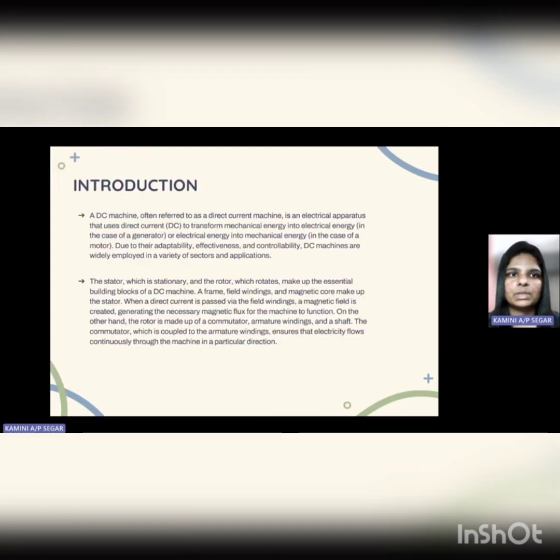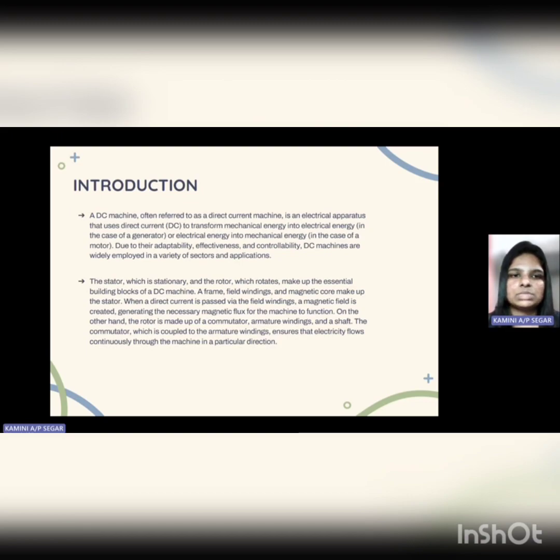We will present about DC machine, shunt DC motor and also compound DC motor. As for introduction, a DC machine, often referred to as a direct current machine, is an electrical apparatus that uses direct current to transform mechanical energy into electrical energy or electrical energy into mechanical energy.